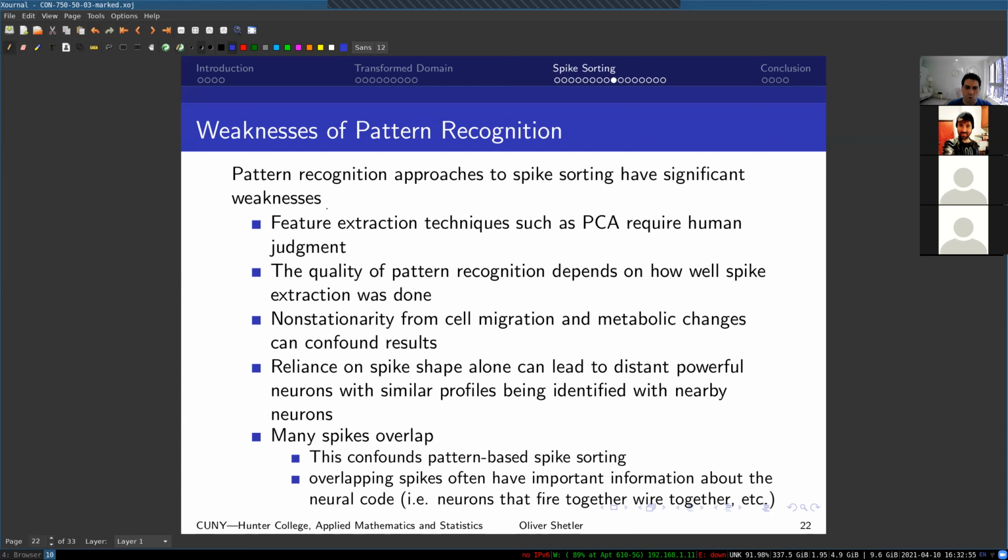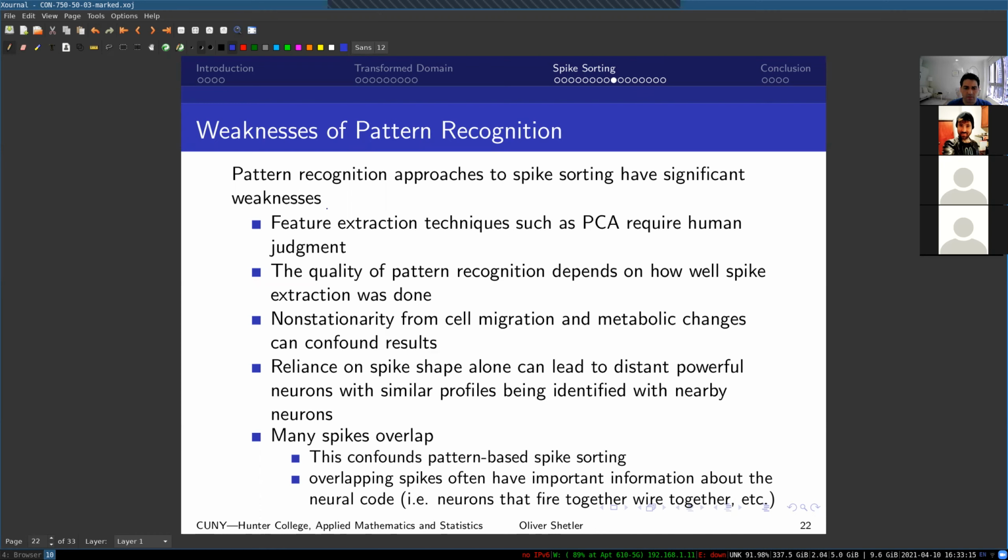The other thing is that the quality of pattern recognition depends on how well spike extraction was done. So as we saw, window selection can be a significant issue. And in the case of wavelet transform, that tends to be very useful, but there are still some subjective choices, such as which wavelet mother to use when generating a basis function.